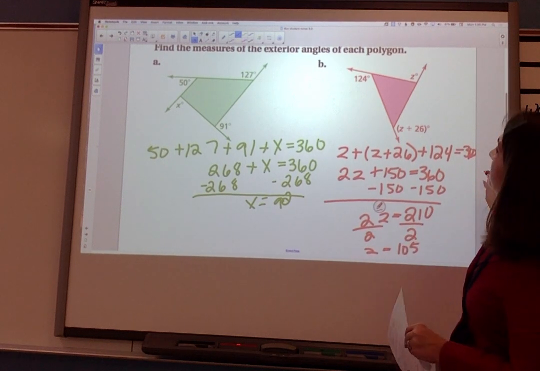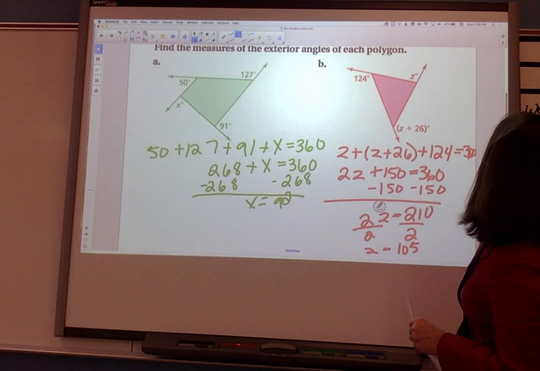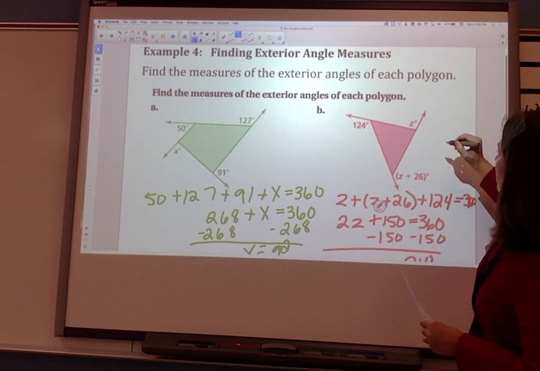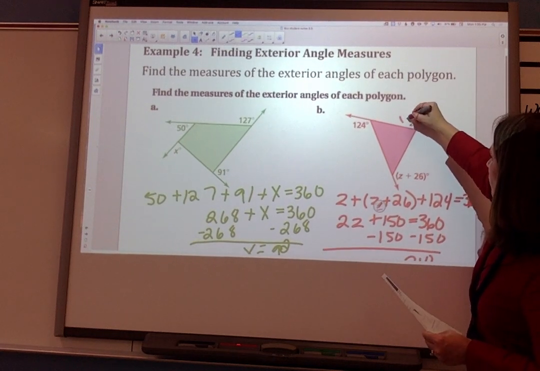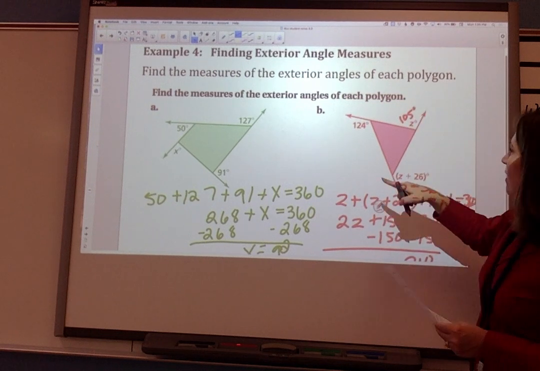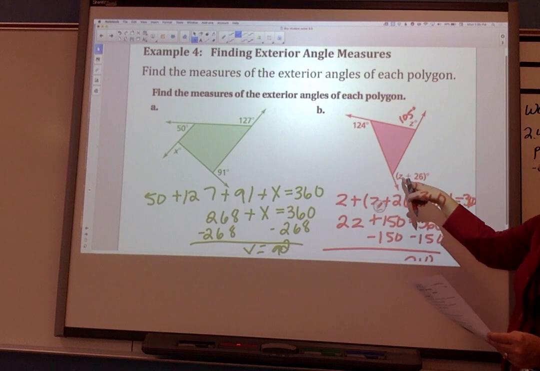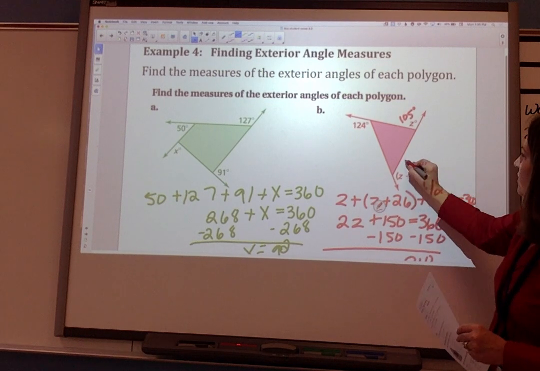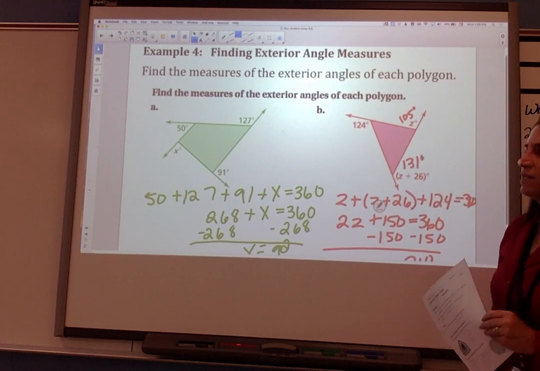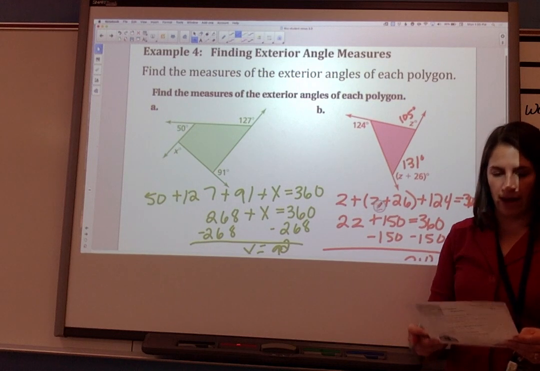Okay, and then let's see, find the measure of each exterior angle. So if we go back and look, this exterior angle is 105 degrees, and this one's 124. We need to still find this one. So this is 105 plus 26, so that would be 131 degrees for this last exterior angle.